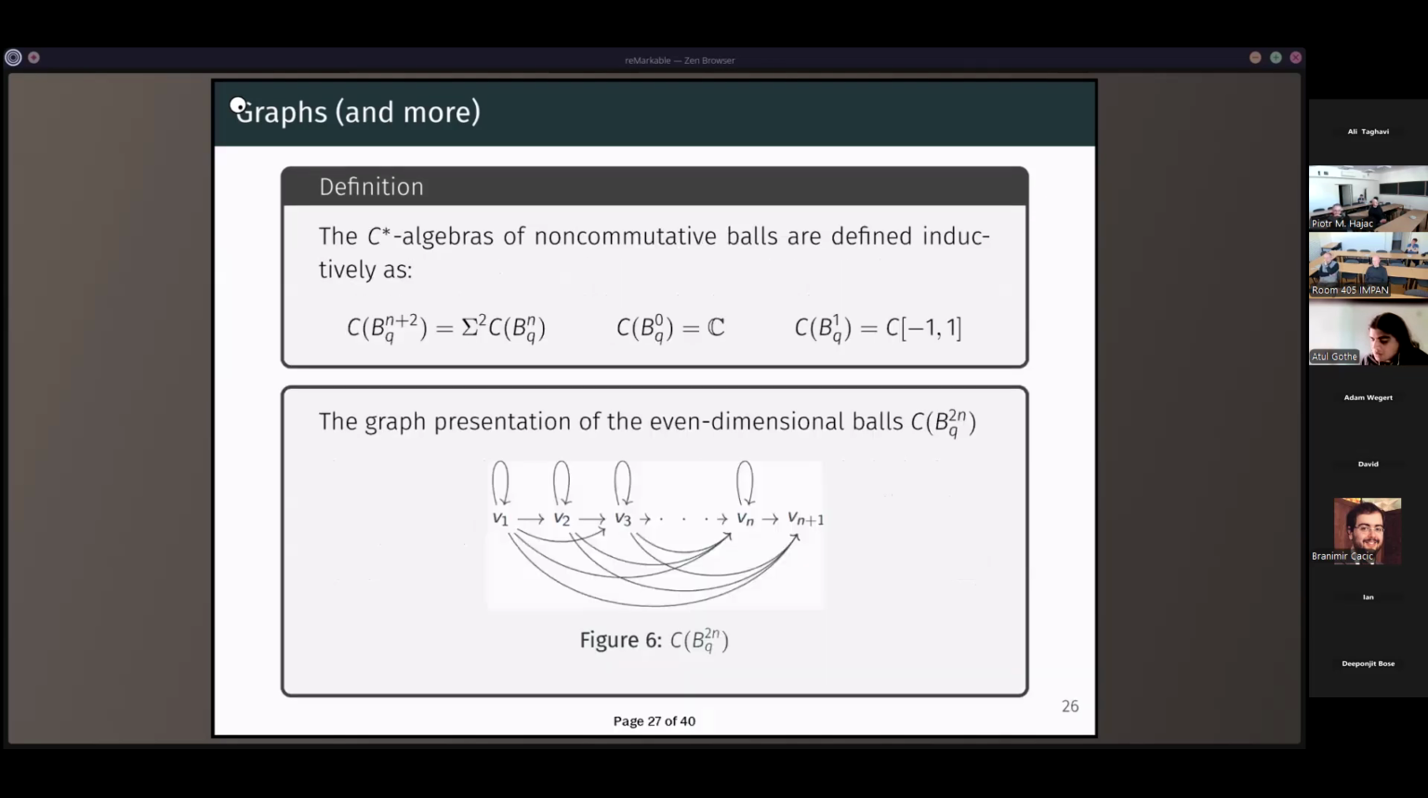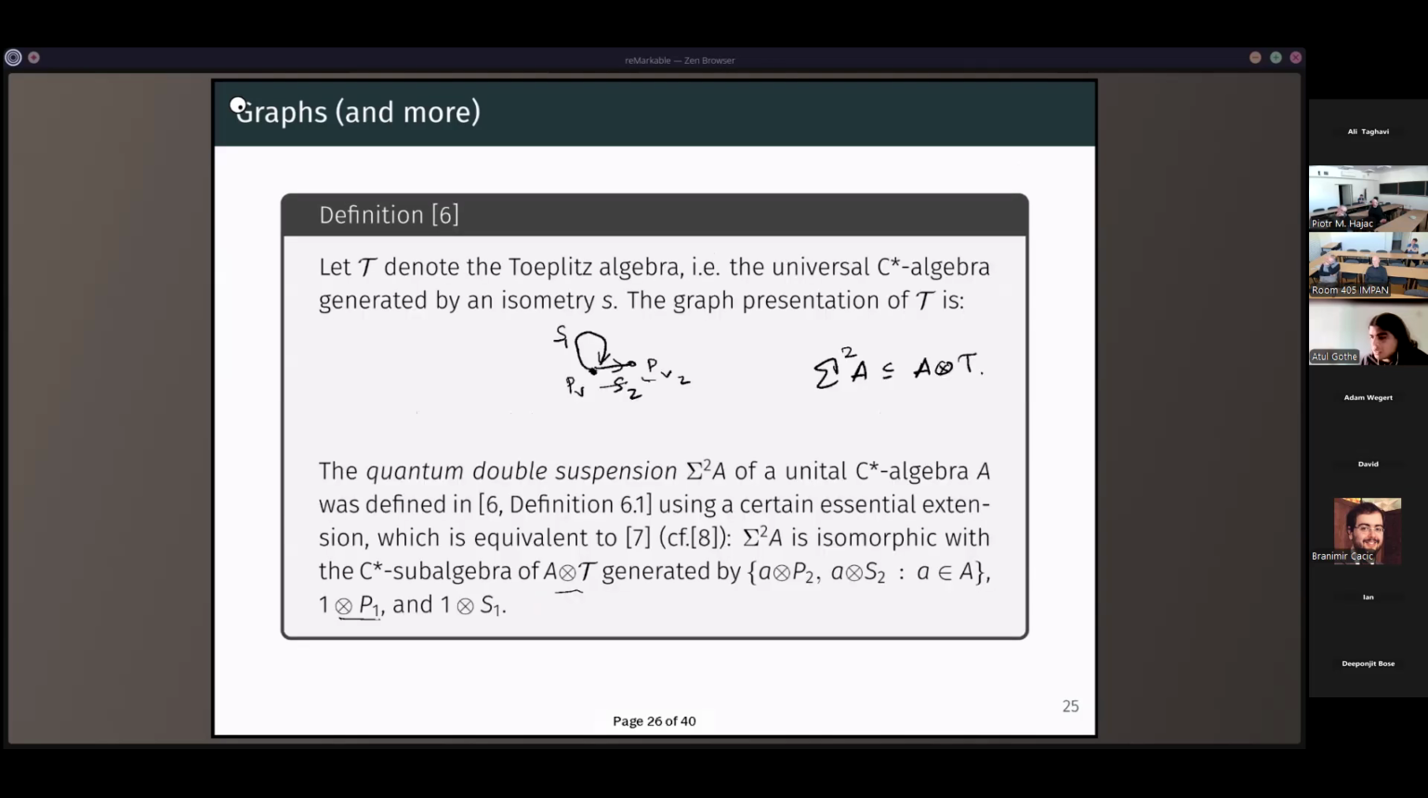Classically, when we define the higher dimensional balls and spheres, they can be thought of as double suspensions of lower-dimensional balls. For instance, B2, the disk, is a double suspension of B0, which is 2 points. So B2 is classically a double suspension.